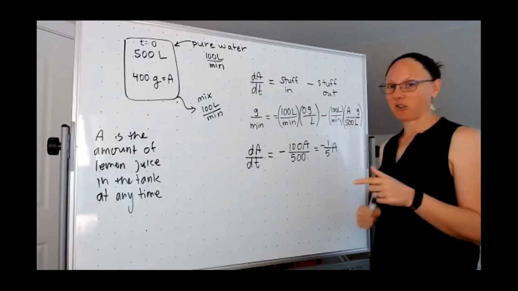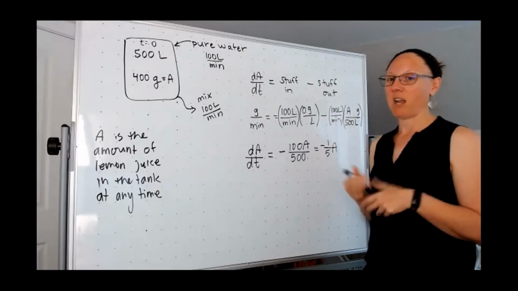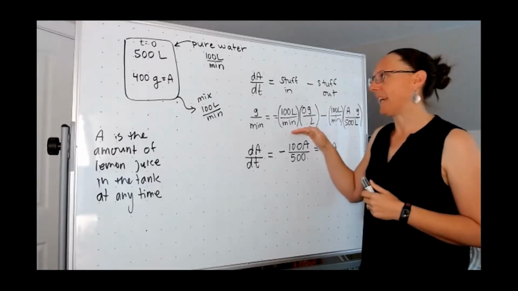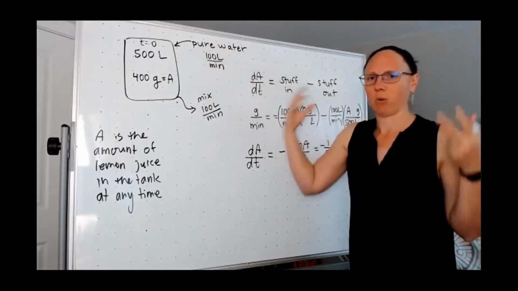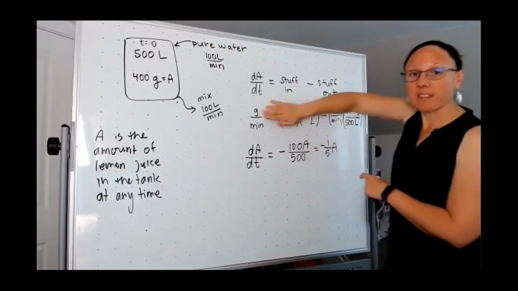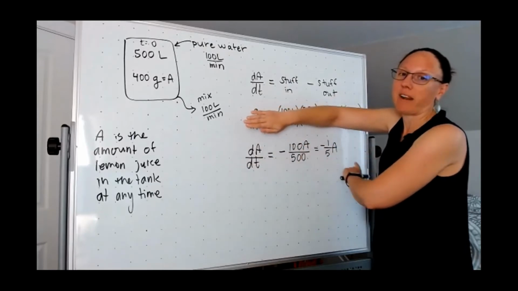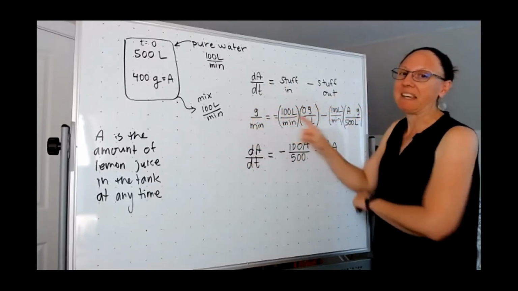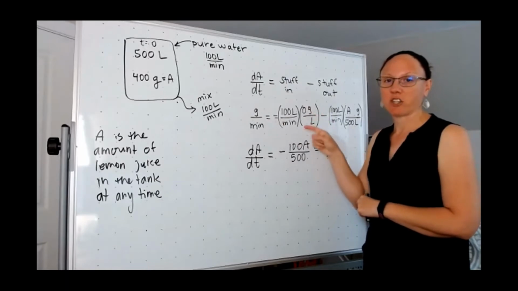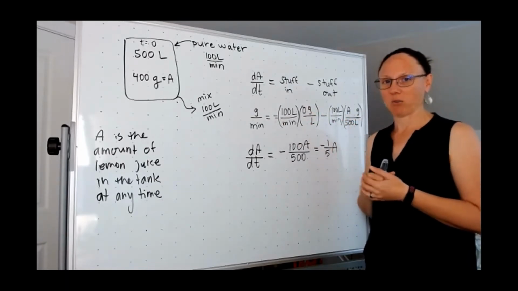I think I can address the question in the chat of, do you have to show the stuff in minus stuff out? I would say that if what's coming in is something like pure water or fresh water, something where it's going to be 0, you could start on this step and be fine and get full credit. If what's coming in does not have a concentration of 0, then you definitely need to write that part out.